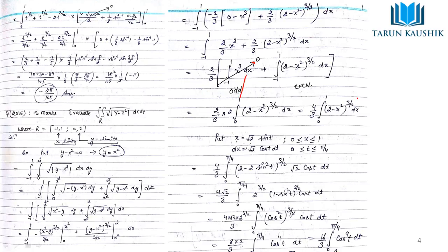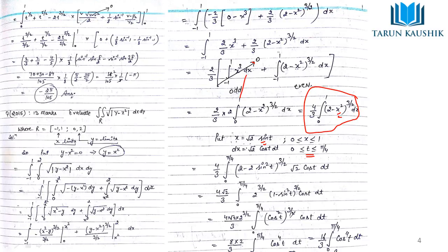Now the point is how to do the integration of this function. In this, you just put x equals root 2 sin t, and subsequently change the limits of t as well. Do not forget to change the limits of t. Many people create problems by writing the same limits for t. These are not the limits of t, these are the limits of x.